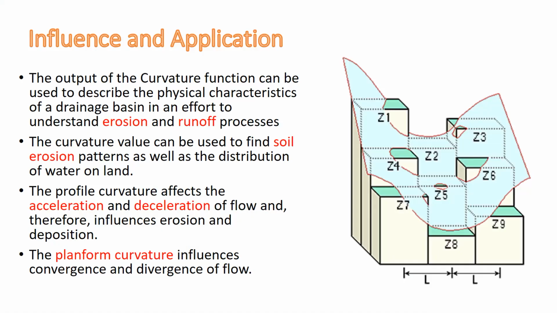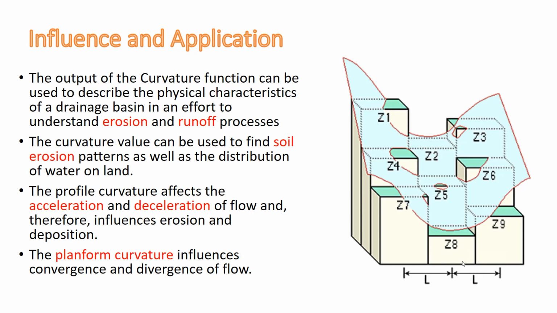Influence and applications. The output of the curvature function can be used to describe the physical characteristics of a drainage basin in an effort to understand erosion and runoff processes. The curvature value can be used to find soil erosion patterns as well as the distribution of water on land. The profile curvature affects the acceleration and deceleration of flow and therefore influences erosion and deposition. The planform curvature influences convergence and divergence of flow.